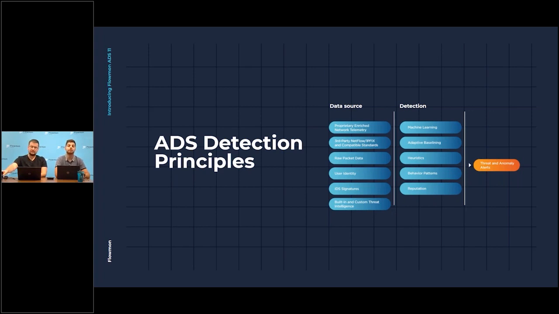All this data is then sent into detection engine, where we use machine learning, adaptive based learning that learns the curve of normal behavior in traffic and looks for deviations, heuristics or mathematical models, if you will, behavior patterns, which is an inbuilt understanding of the proper and legitimate protocol use, looking for deviations in this prescribed use of protocols, and reputation feeds.